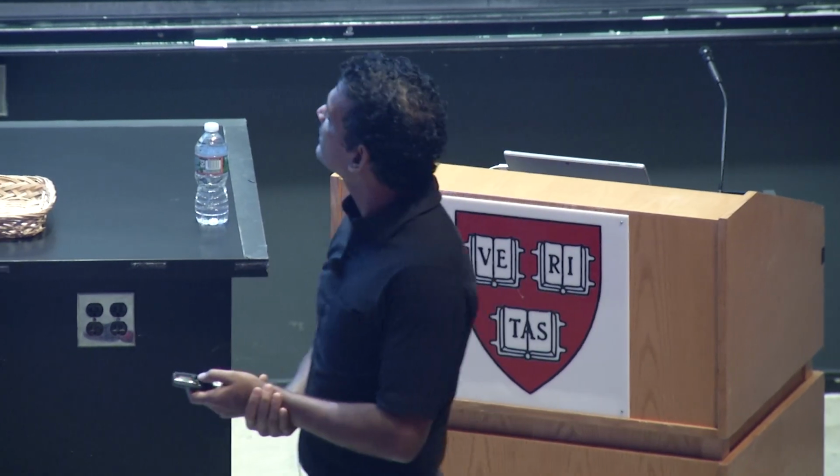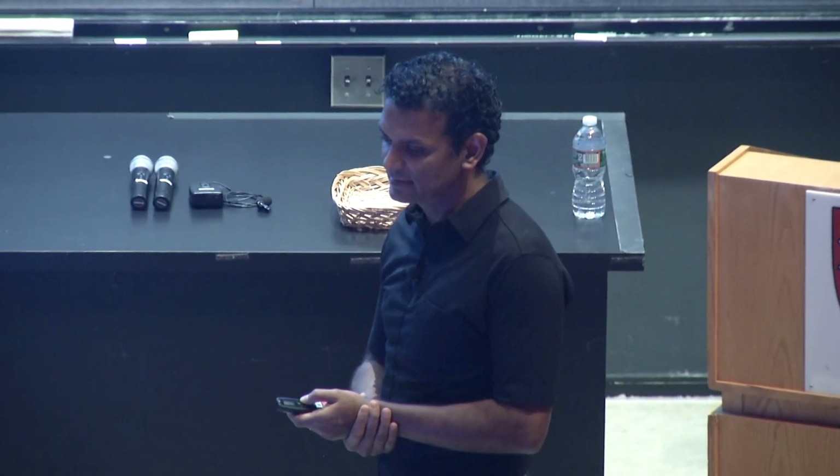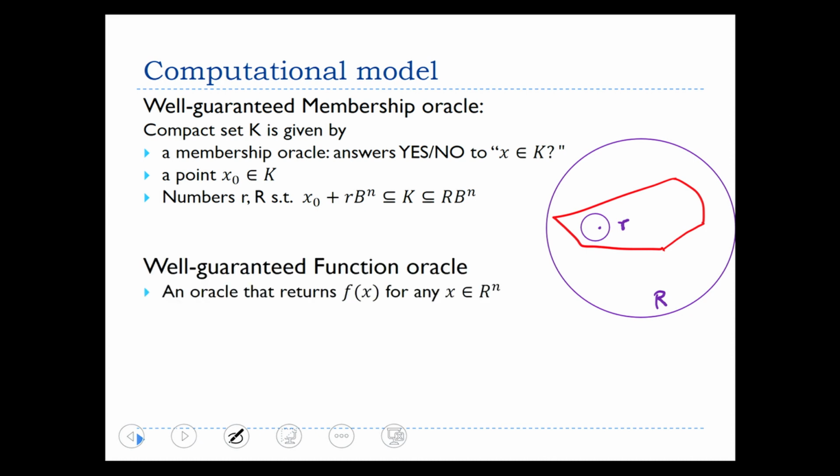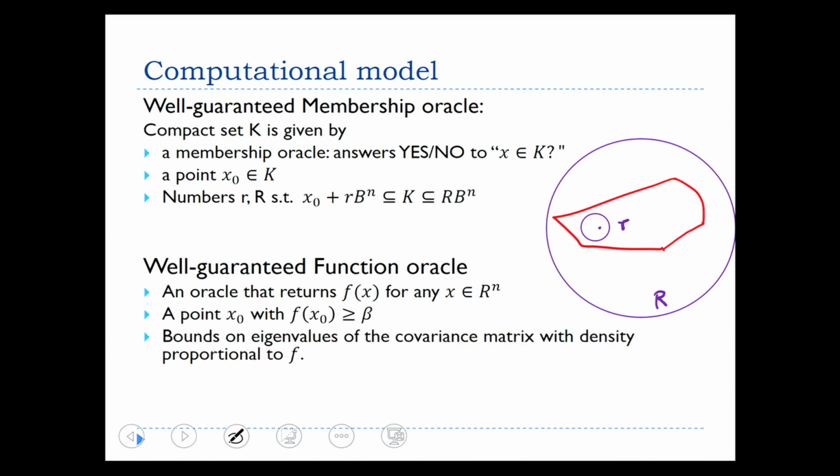So the model, again, to remind you, is that if it's a convex set or a set, then there is a membership oracle. It answers yes or no, a starting point in the set, and some bounds on the set itself. If it's a more general function, then you have an oracle that returns the value of the function at any given point. You have some point with a non-trivial function value. We're thinking of this as a non-negative function for now. And bounds on the eigenvalues of the covariance matrix with density proportional to S. So that's similar to these upper and lower bounds on the ball radii containing the body. We're asking for some bounds on this covariance matrix. Towards the end, we'll also see an interesting special case when the convex body is just an explicit polytope. It's given to you as inequalities.